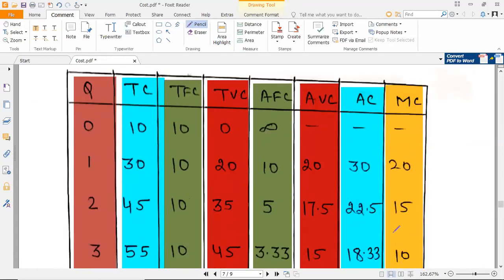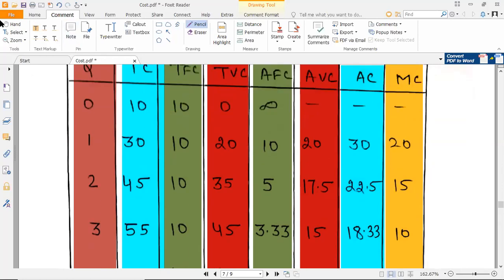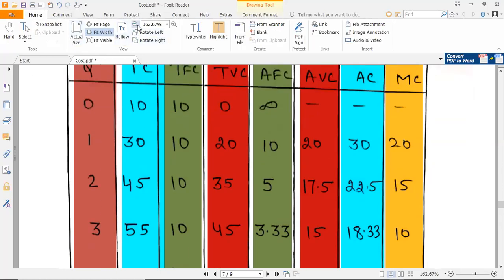We can again find out marginal cost with the help of change in TVC upon change in N. So the change in TVC here is 20, divided by change in N, that is the difference between 0 and 1, which is 1. So 20. 20 and 35, the difference is 15 divided by 1, 15. Then 35 and 45, the difference is 10 divided by 1, and so on. So this is how the marginal cost can be arrived at.